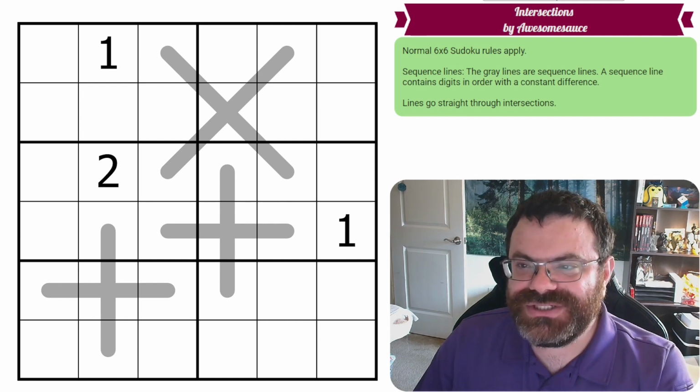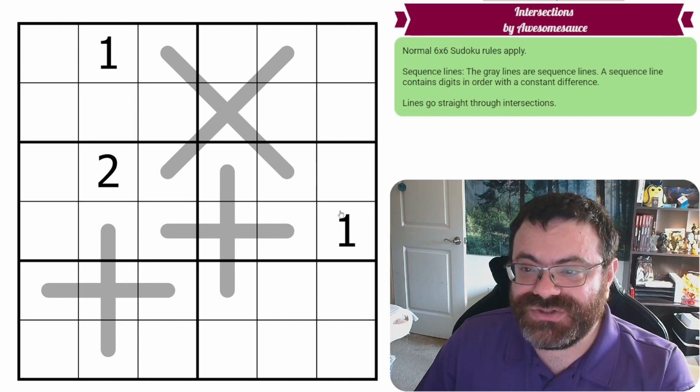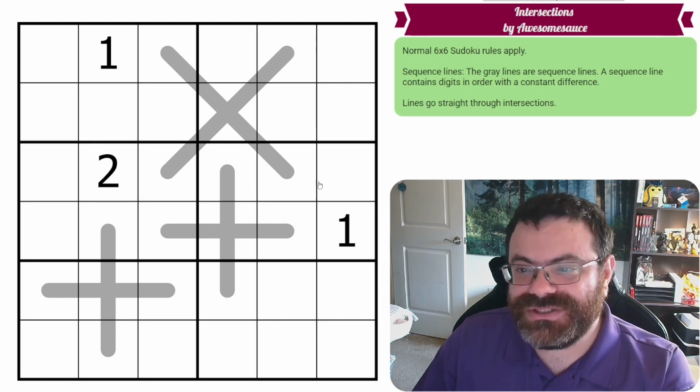Hello, let's continue our Sudoku journey with intersections by Awesome Sauce. So we have done this constraint before, the sequence lines constraint, but let's go over the rules.